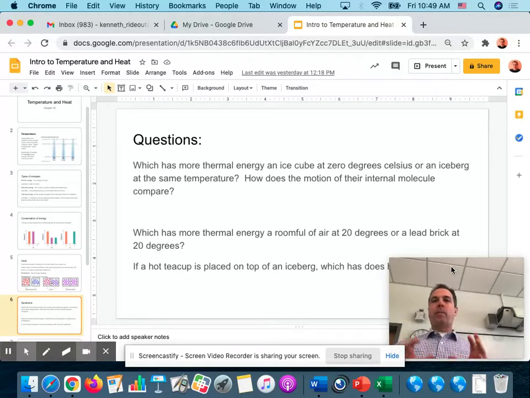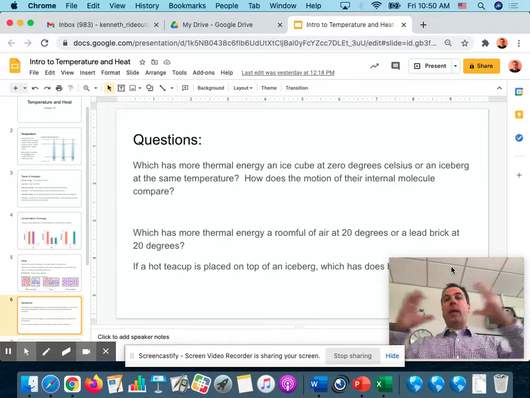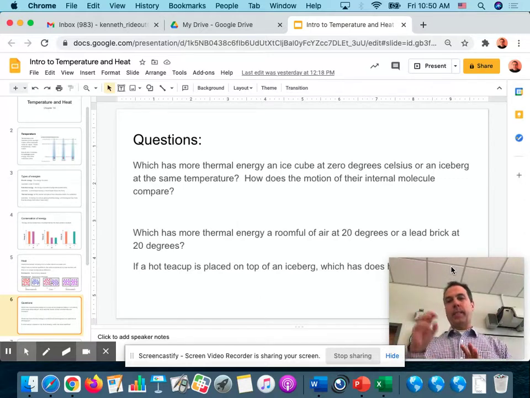Okay, so if they're both at 0 degrees Celsius, they have the same temperature, which means that their motion is roughly similar. The average speed that they're moving around in both the ice cube and the iceberg is the same. That's what it means to have the same temperature. But the iceberg has a lot more molecules in it. That's more massive. And so even though each individual molecule has the same energy on average as each molecule in the ice cube, you have a lot more of them. So the total internal energy or thermal energy of the iceberg is going to be far greater than the ice cube, simply because it has a lot more atoms.